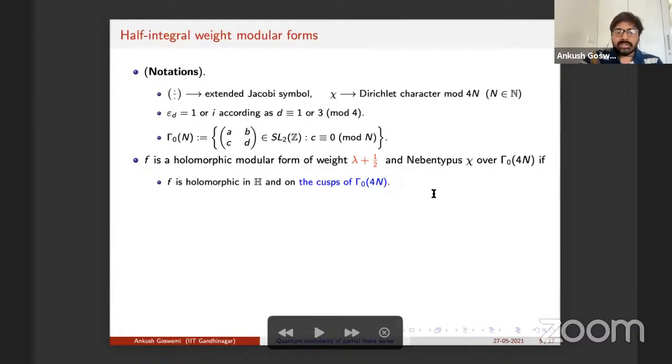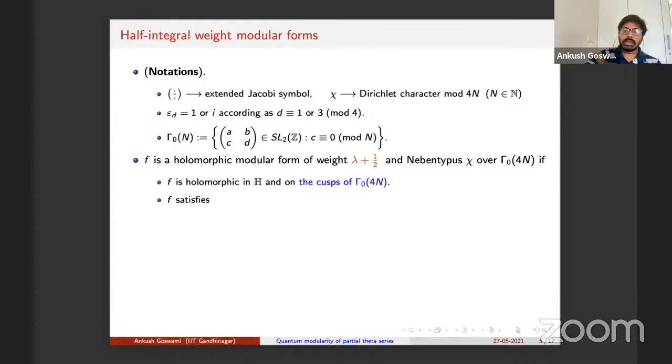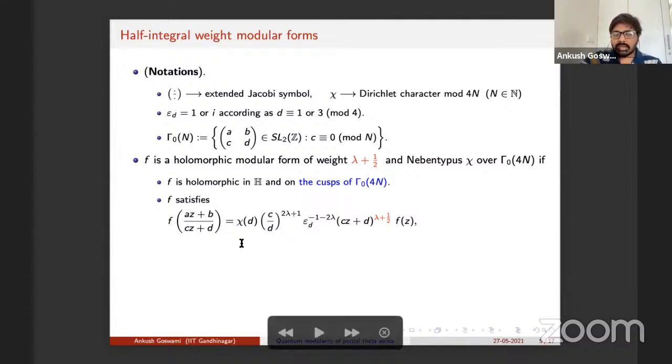So basically, the first condition tells you that f should be holomorphic in the upper half plane, and it should be holomorphic in those equivalence classes where gamma sub 0 4n acts on the set of rational numbers. And the second condition tells you that the function f satisfies this transformation property, that if you take f of (az plus b) divided by (cz plus d), then on the right hand side you have chi of d times this quantity, which is called a multiplier, which depends on the matrix that you are choosing. In this case, the matrix is (a, b, c, d) inside gamma sub 0 4n. And then you have (cz plus d) to the power of lambda plus 1/2 times f of z.